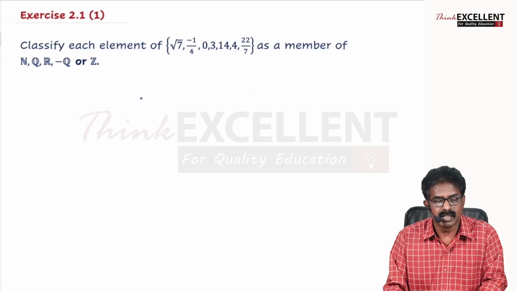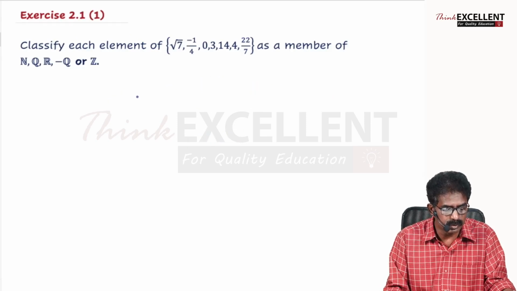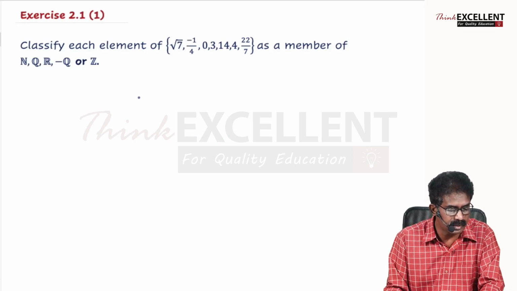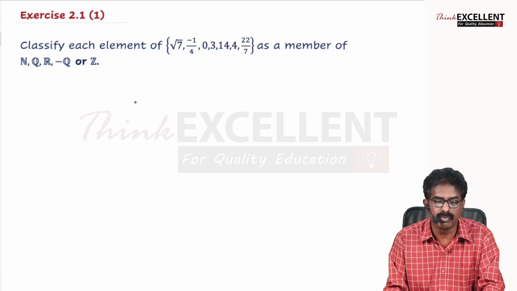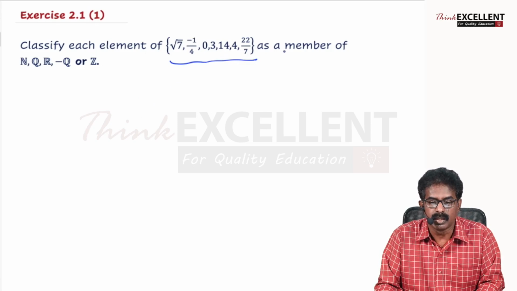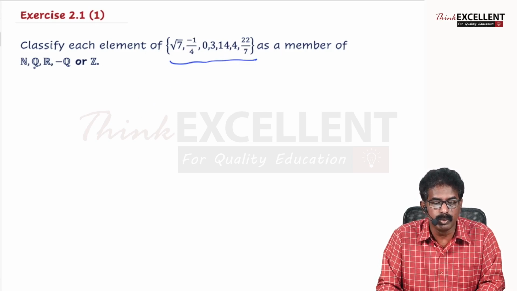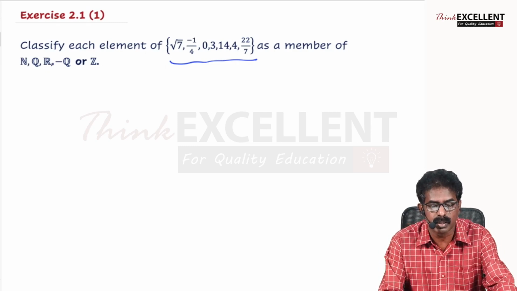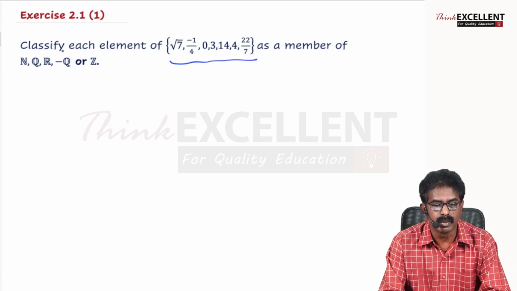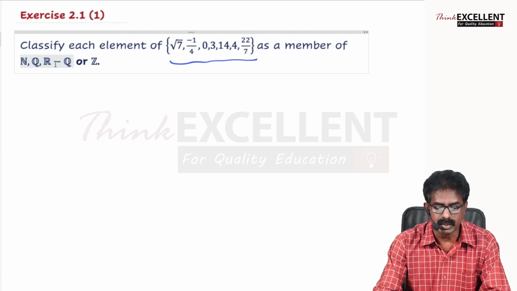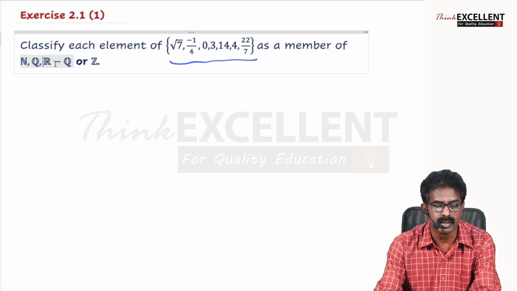Now the first exercise, a very simple one, just to go through a few sums. Look at the first question: classify each element of the set given. You take the first element and see which of these sets it is a member of: N, Q, R minus Q, Z. So what is Z here? Z stands for the set of integers, right?